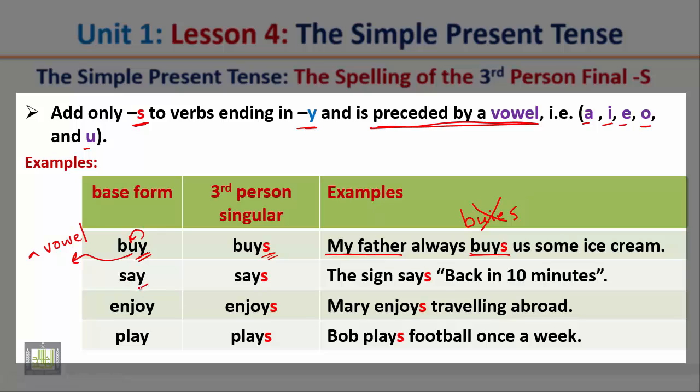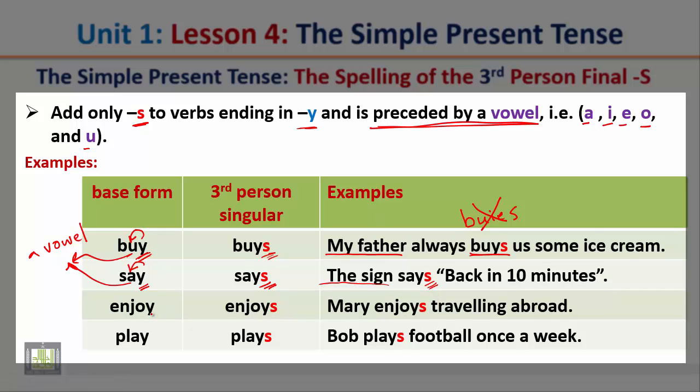Say. The verb say ends in y and is preceded by a, and a is what? Is a vowel. Okay, so just add s to the verb. Example, the sign says back in 10 minutes. So the sign is a singular noun, so we need to add s. Okay, we keep the y and add s.